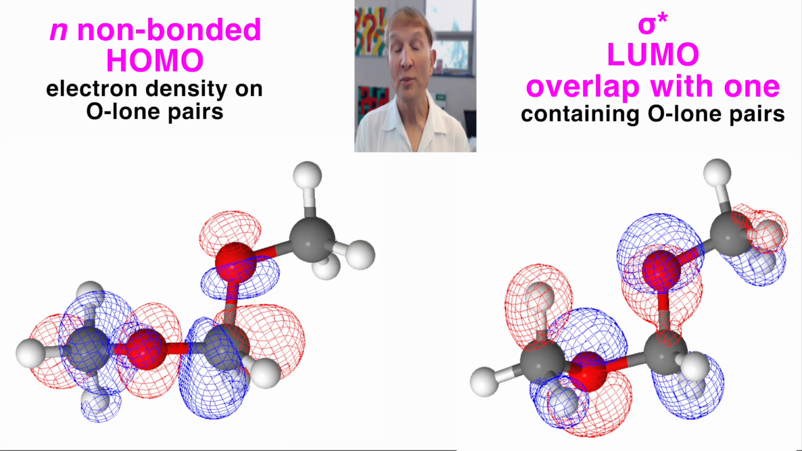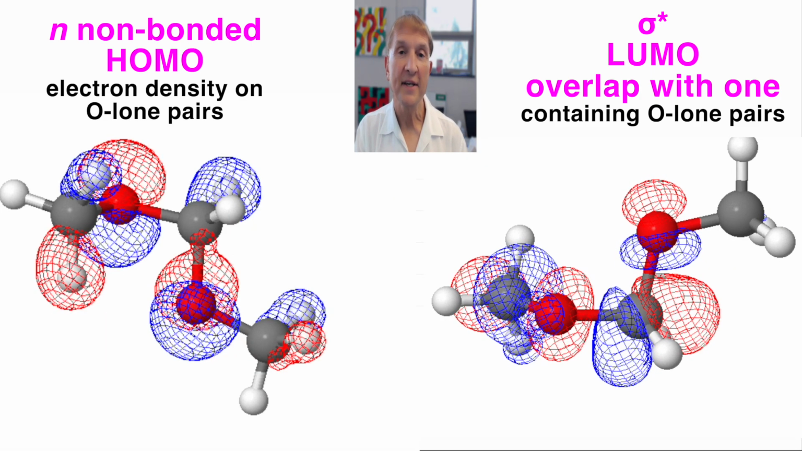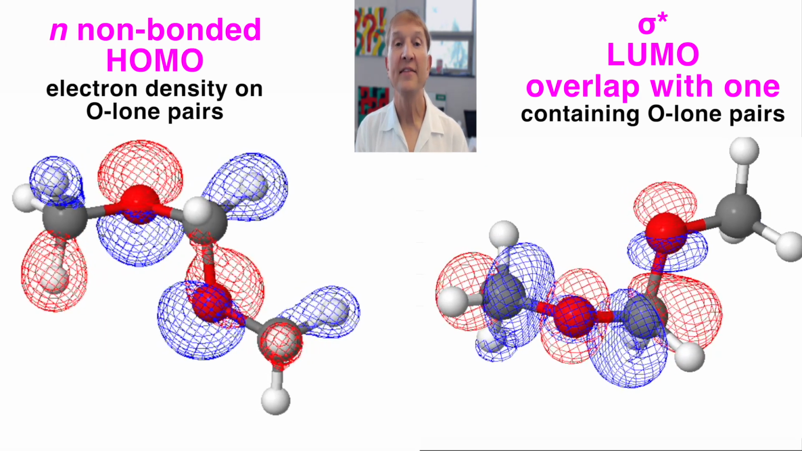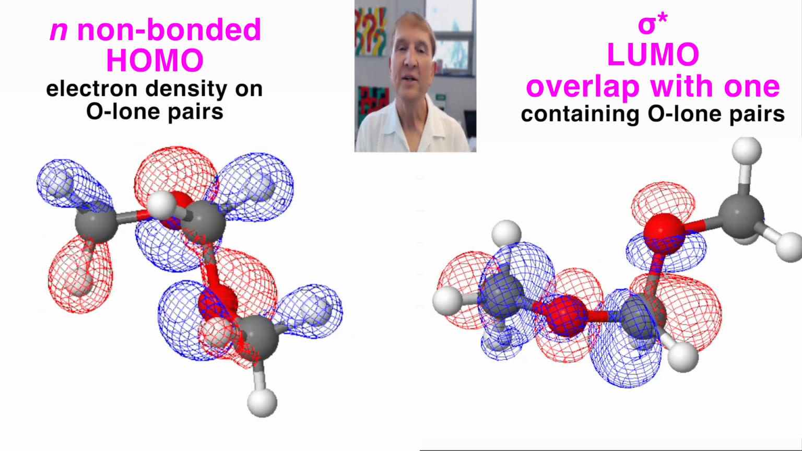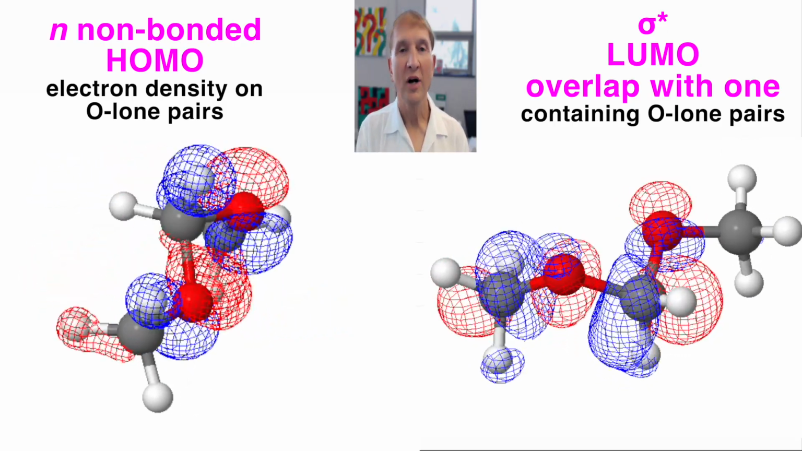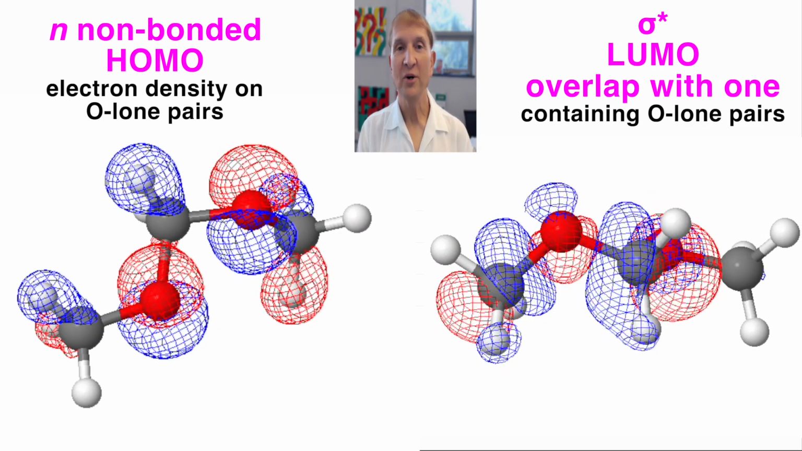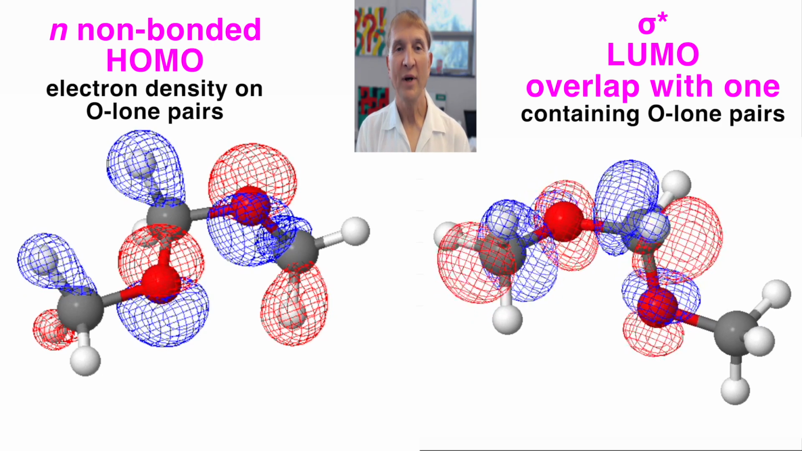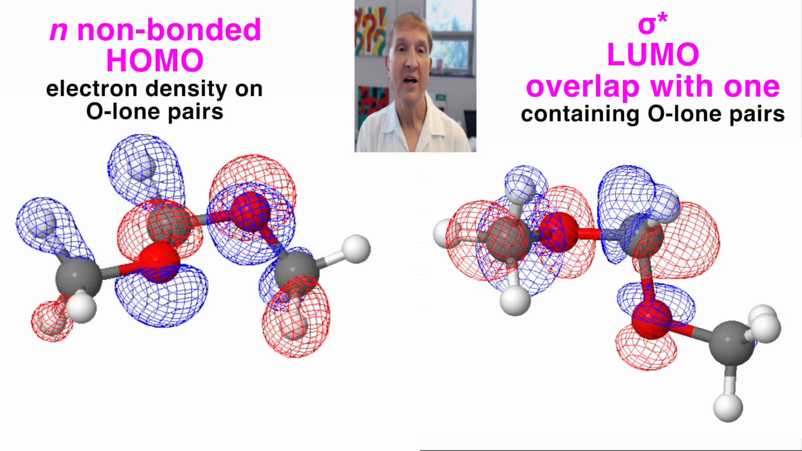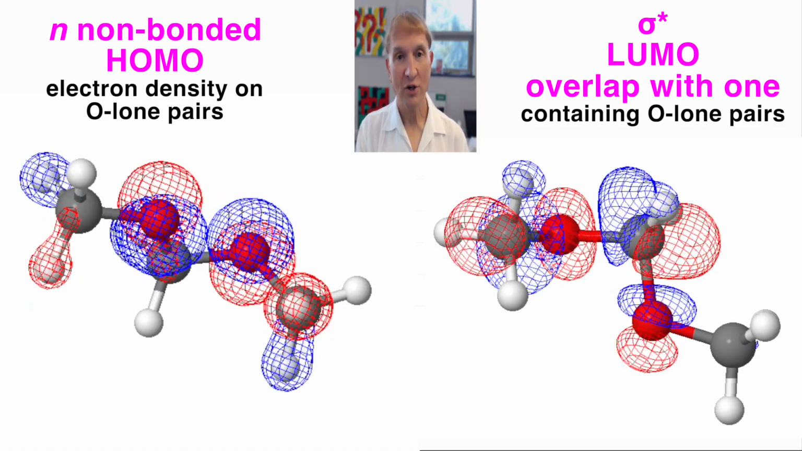So here's the HOMO-LUMO interaction. It's simply stabilizing the oxygens in that orientation with one lone pair aligned with the LUMO of the sigma bond, the sigma star. In the LUMO, we have the sigma star. In the HOMO, we have a filled pair of electrons in an orbital associated with one of the oxygens.